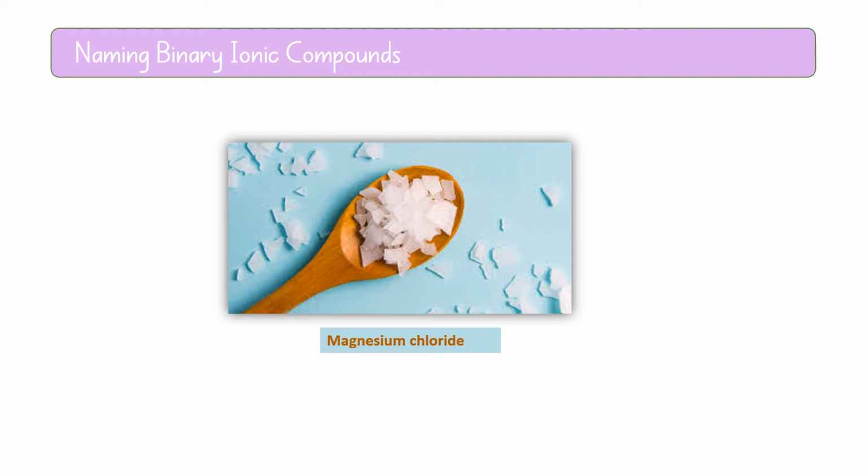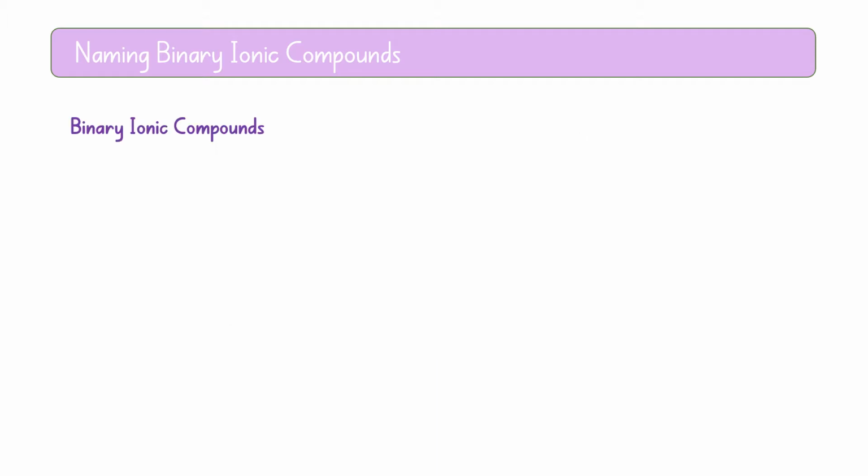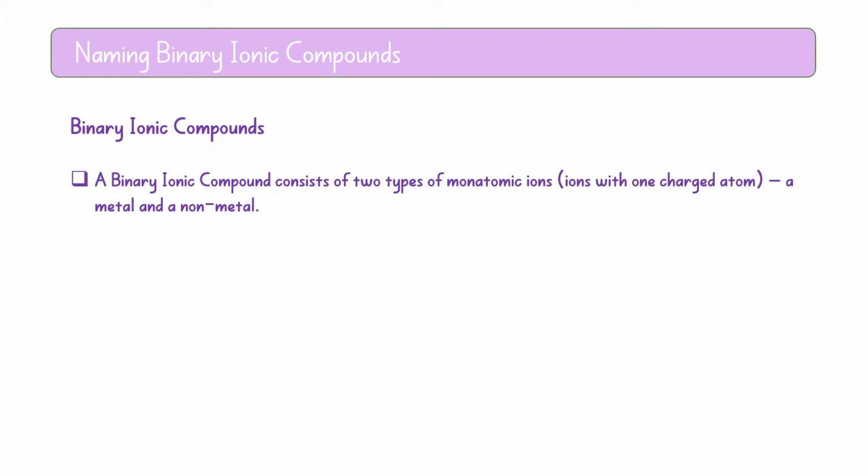Naming binary ionic compounds. Here is an example of a binary ionic compound, magnesium chloride. Let's take a closer look. What are binary ionic compounds?